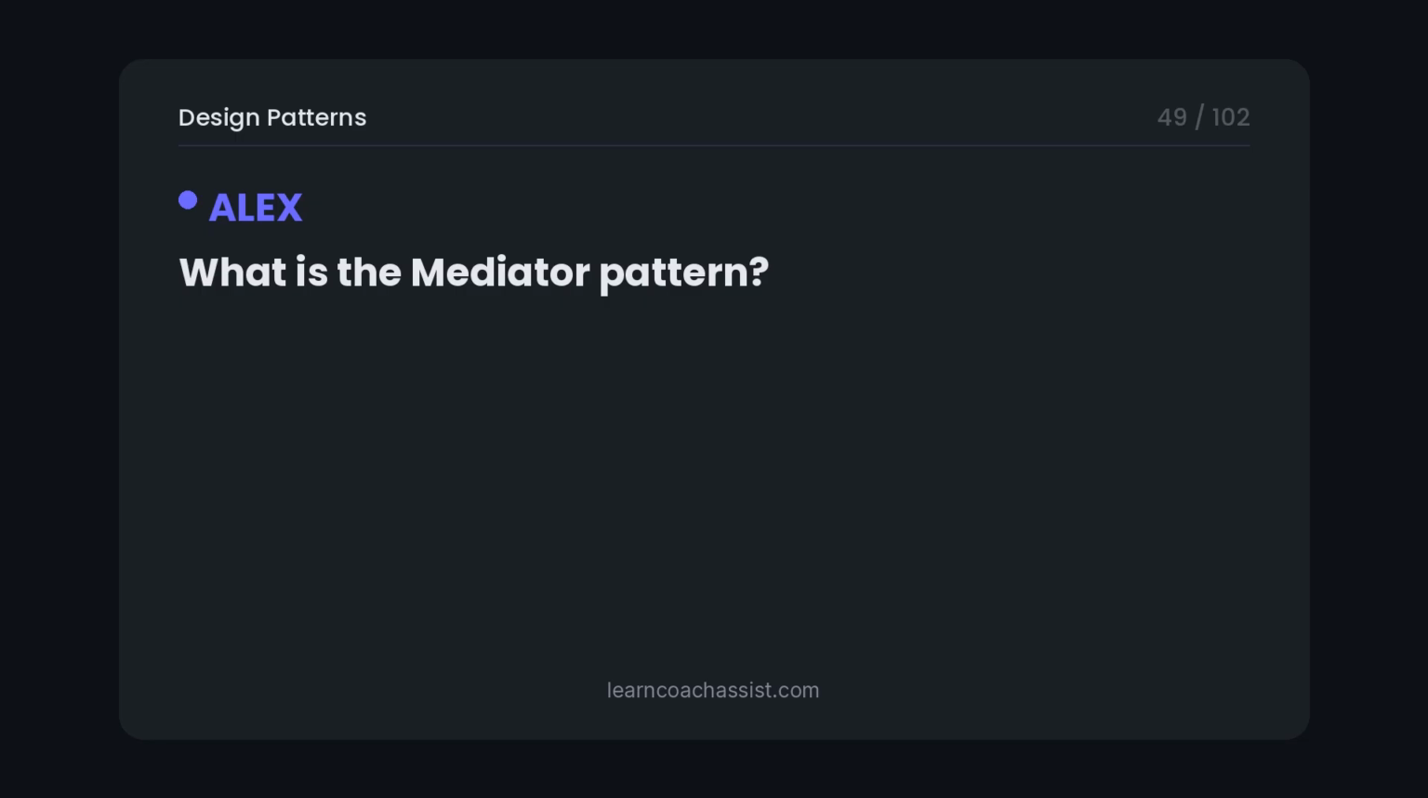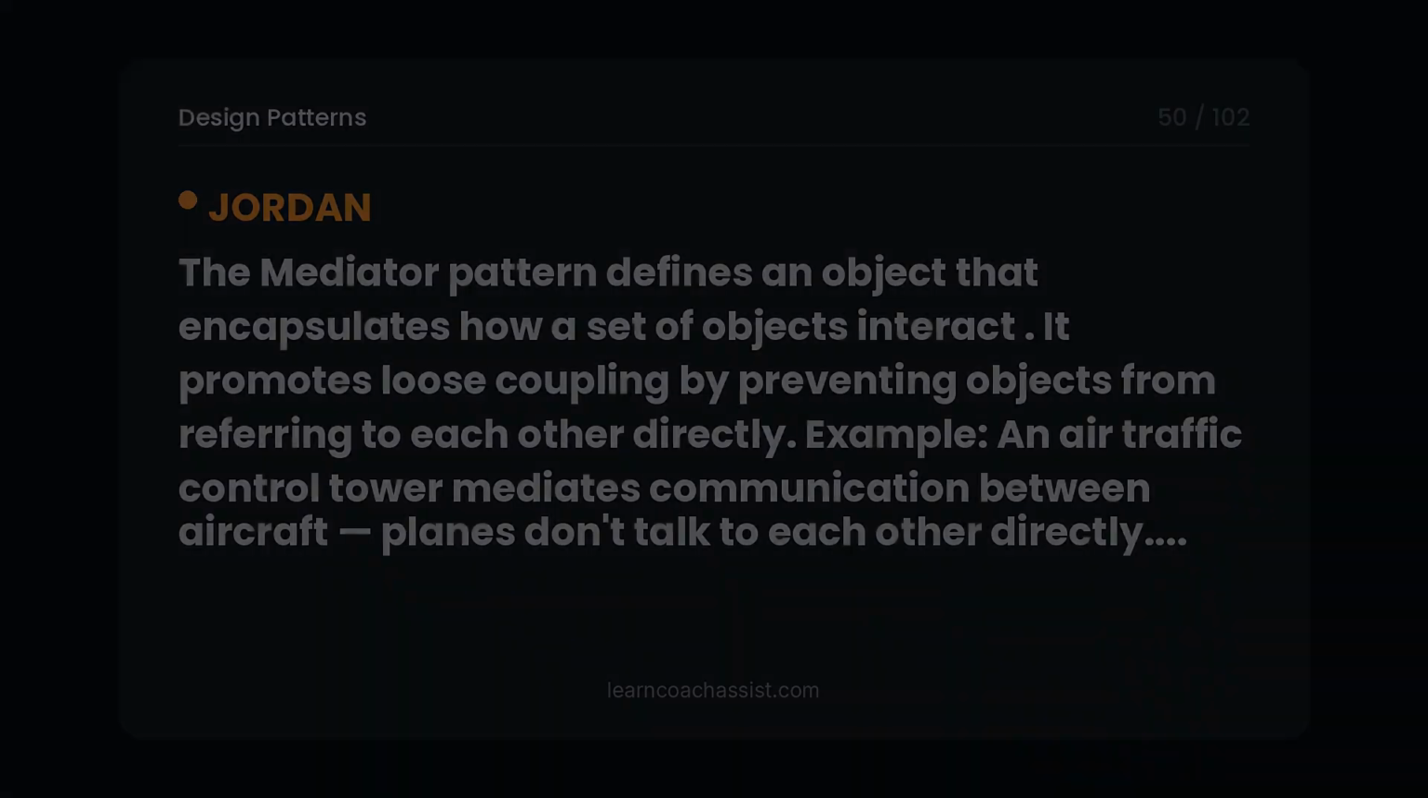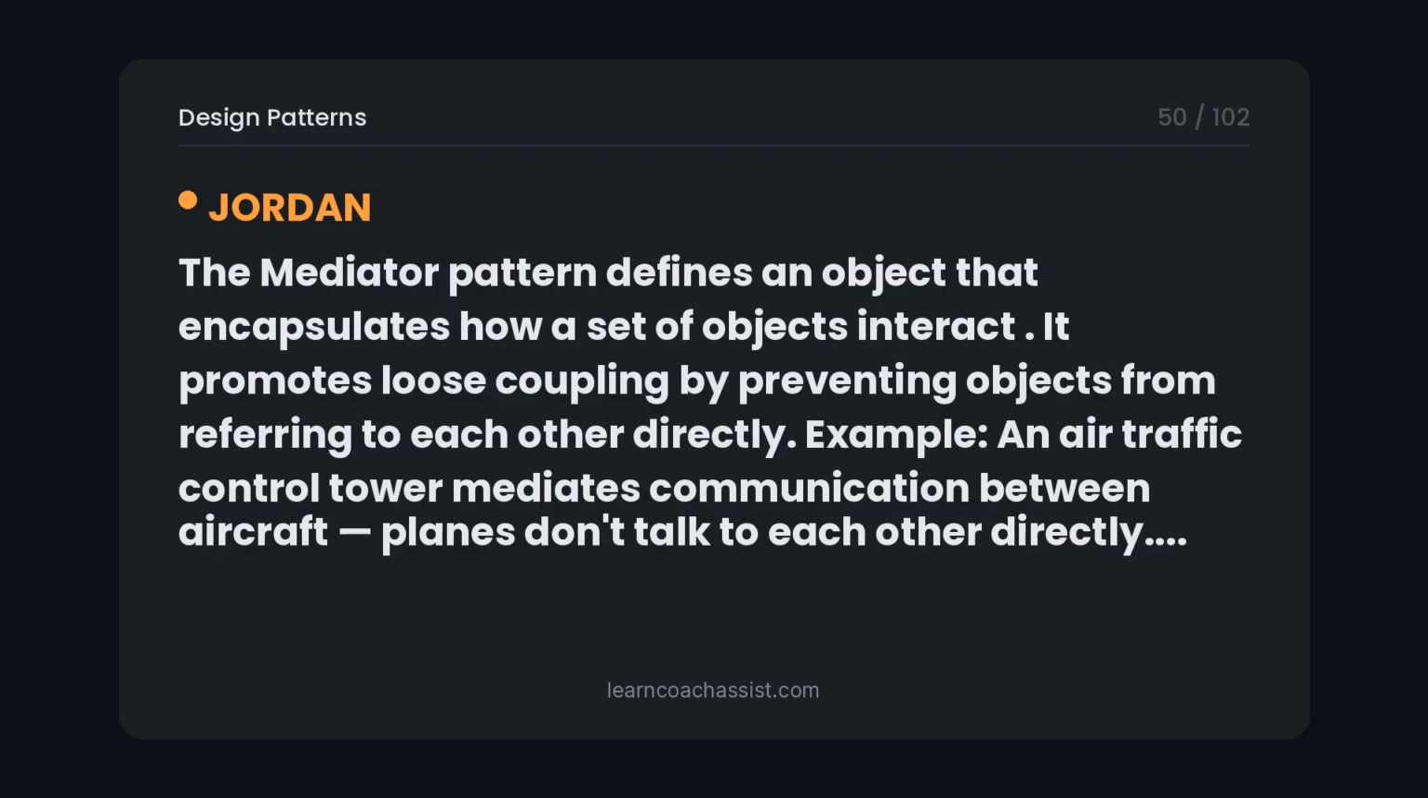What is the mediator pattern? The mediator pattern defines an object that encapsulates how a set of objects interact. It promotes loose coupling by preventing objects from referring to each other directly. Example: an air traffic control tower mediates communication between aircraft. Planes don't talk to each other directly. Benefits: reduces many-to-many relationships to one-to-many, centralizes complex communication logic.